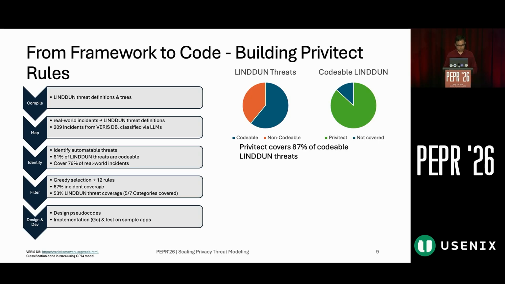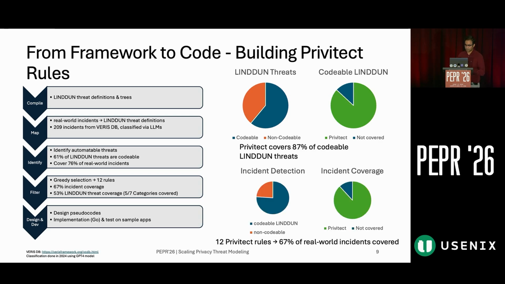Here is just the coverage that I mentioned that Privitect can provide. If you just consider codable LINDDUN threats, Privitect can cover 87% of those threats. And then if you were to use these 12 Privitect rules, close to 67% of real-world incidents would be covered.